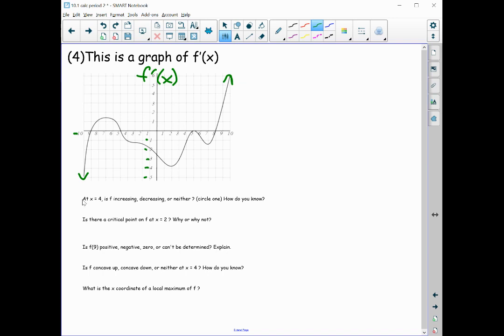Okay, welcome back. At x equals 4, is f, notice that's not who I'm looking at. I'm looking at f prime. Is f increasing, decreasing, or neither? Circle 1, how do you know?